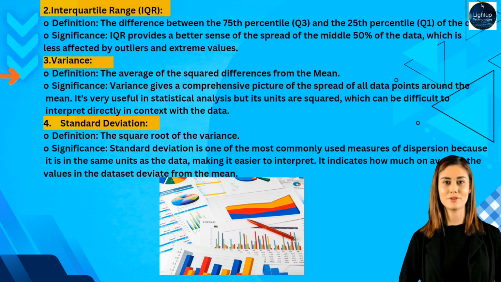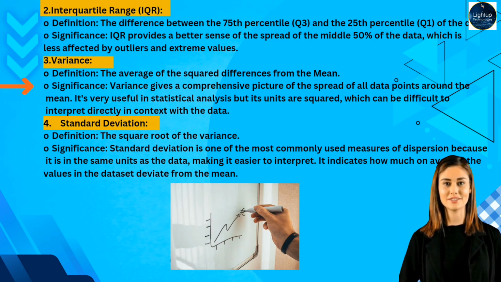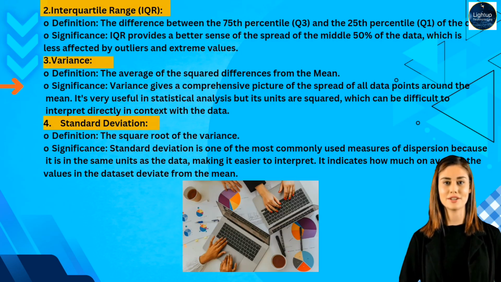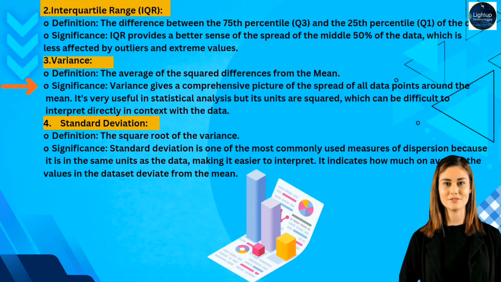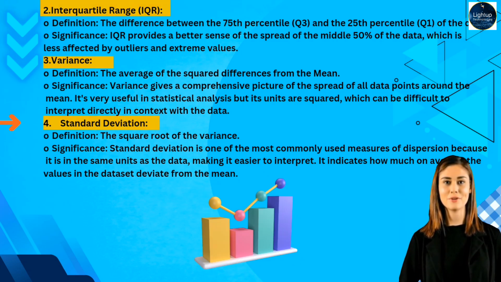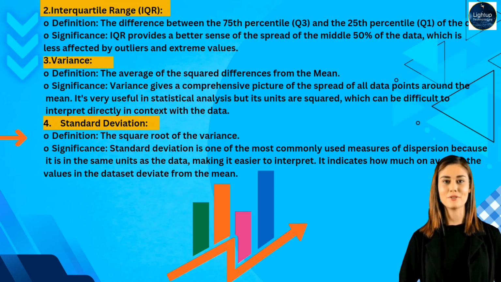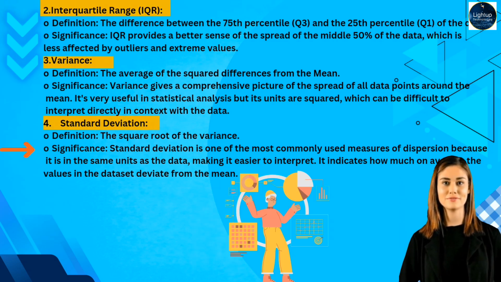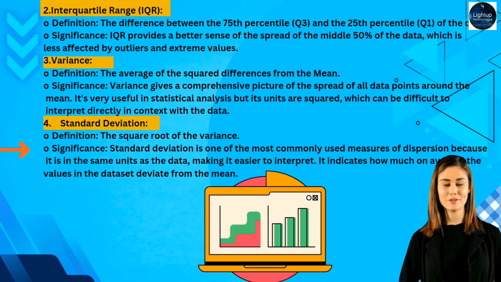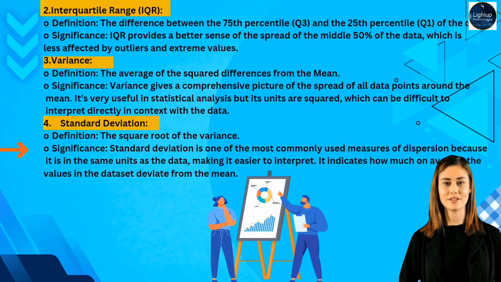3. Variance. Definition. The average of the squared differences from the mean. Significance. Variance gives a comprehensive picture of the spread of all data points around the mean. It's very useful in statistical analysis but its units are squared, which can be difficult to interpret directly in context with the data. 4. Standard deviation. Definition. The square root of the variance. Significance. Standard deviation is one of the most commonly used measures of dispersion because it is in the same units as the data, making it easier to interpret. It indicates how much on average the values in the dataset deviate from the mean.